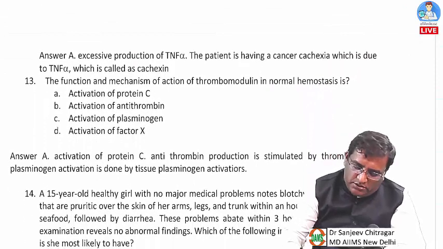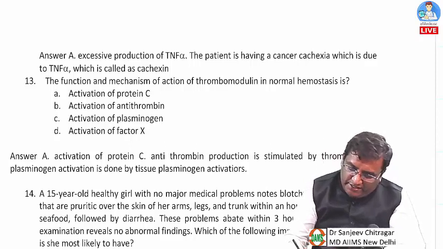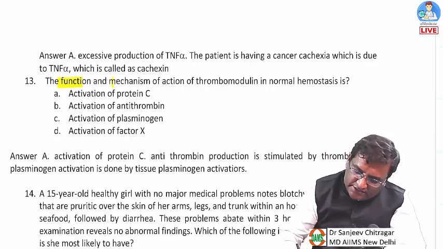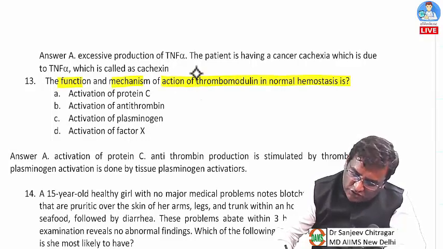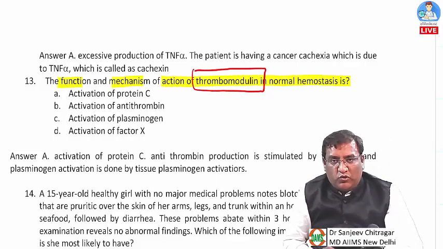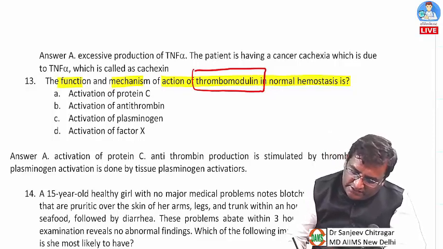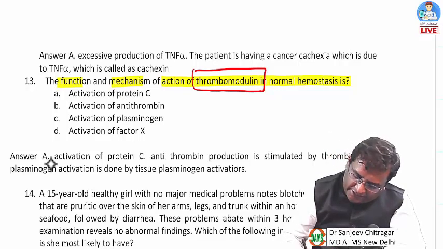Next question, question number 13. One liner question: the function and mechanism of action of thrombomodulin in normal hemostasis is. So what is the action of thrombomodulin? What does it do? Activation of protein C, activation of antithrombin, activation of plasminogen, activation of factor 10. Thrombomodulin is going to help in activation of protein C, remember.